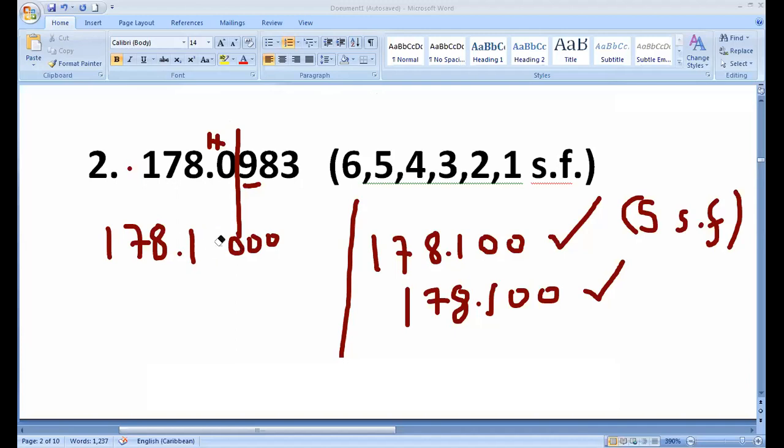Any questions? So the answer for 5 significant figures and 4 significant figures coincidentally turns out to be the same. So this is 4 significant figures. All right, and can I erase this? Anybody writing?